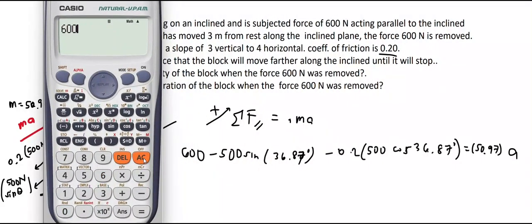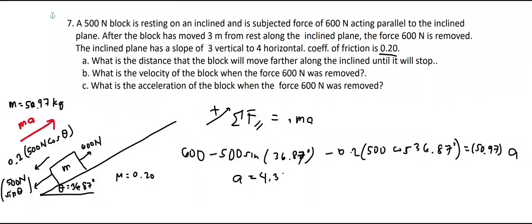So we have 600 minus 500 sine of 36.87 degrees minus 0.2 times 500 cosine of 36.87 degrees equal to 50.97 times the acceleration. We get a equal to 4.32 meters per second squared. And that is our net acceleration.